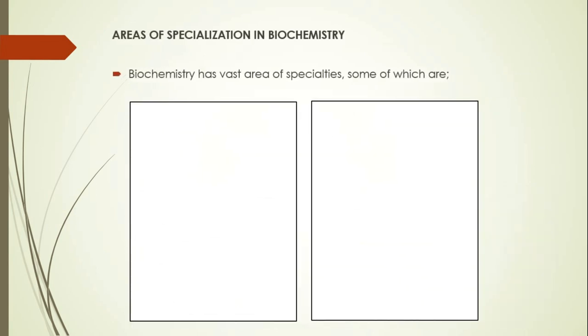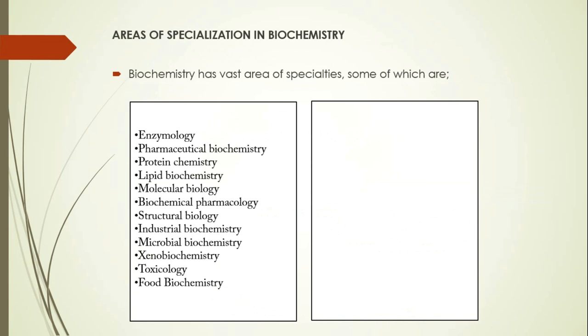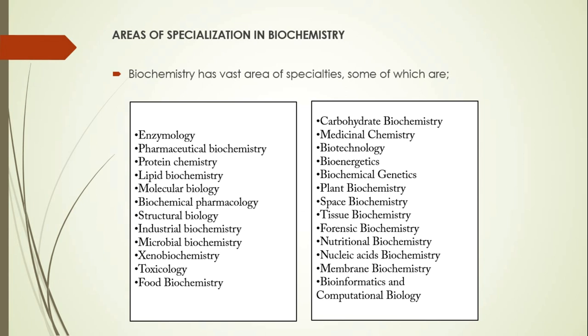Now, having talked about the various terms and given brief explanations about them, it's very important we take a look at the various areas of specialization in biochemistry. Biochemistry is so wide, and we have a whole lot of areas of specialization. Day by day, scientists continue to research more areas of specialties in biochemistry, and they bring up more areas of specialties day by day.